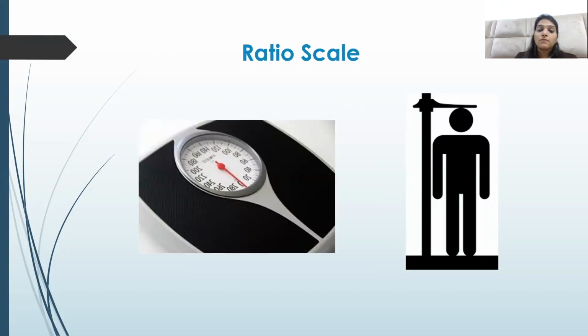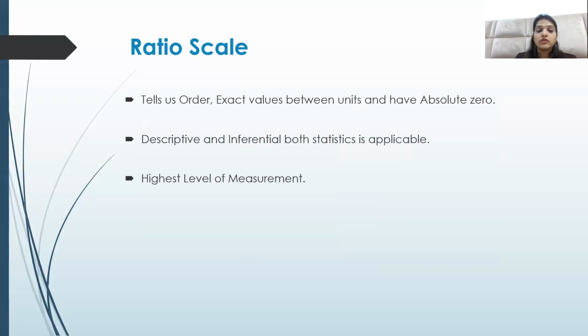But if I talk about height and weight, zero means zero. Now I am labeling, I'm ordering, I'm capturing the variations and also have a true zero. This is my highest level of measurement and it is known as ratio scale. It tells us order, exact values between units, and has absolute zero. All descriptive and inferential statistics are applicable.